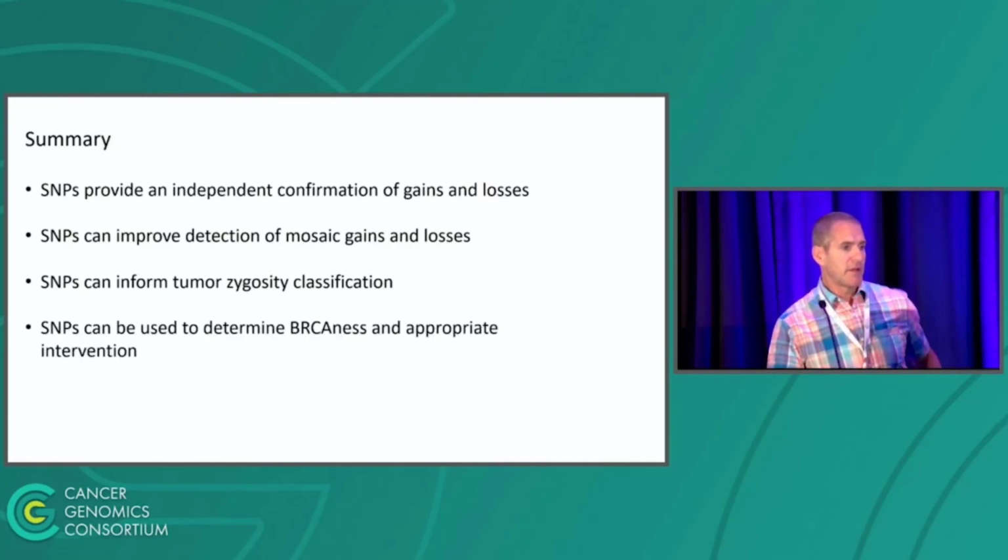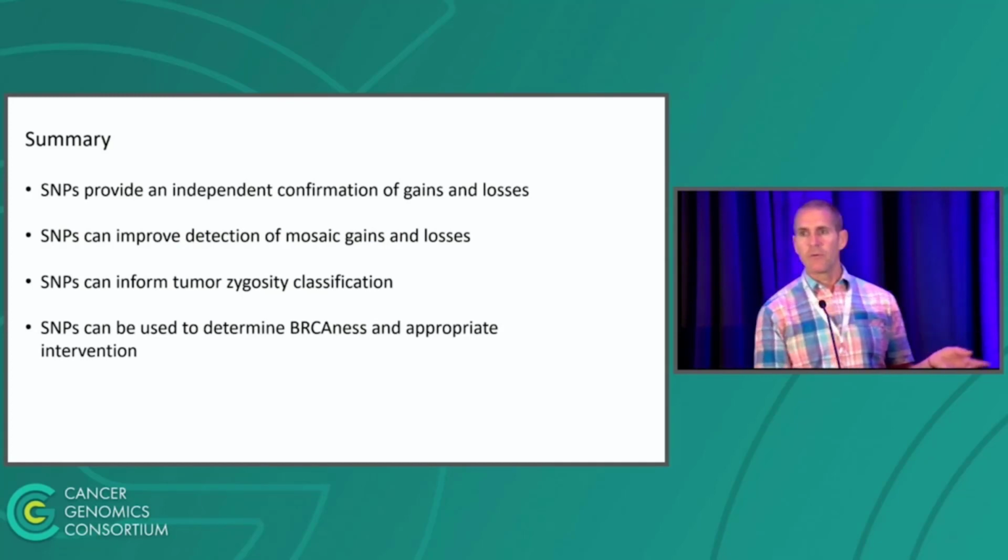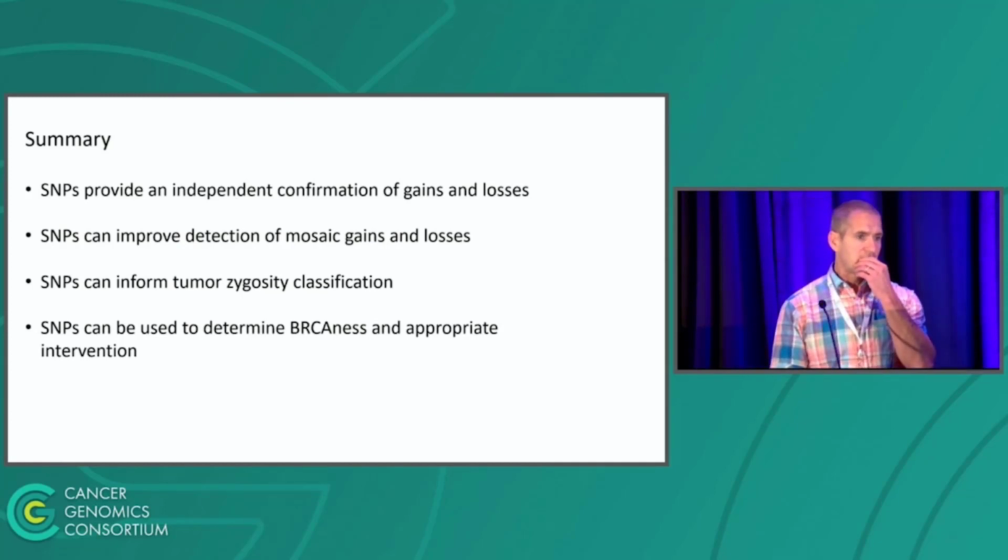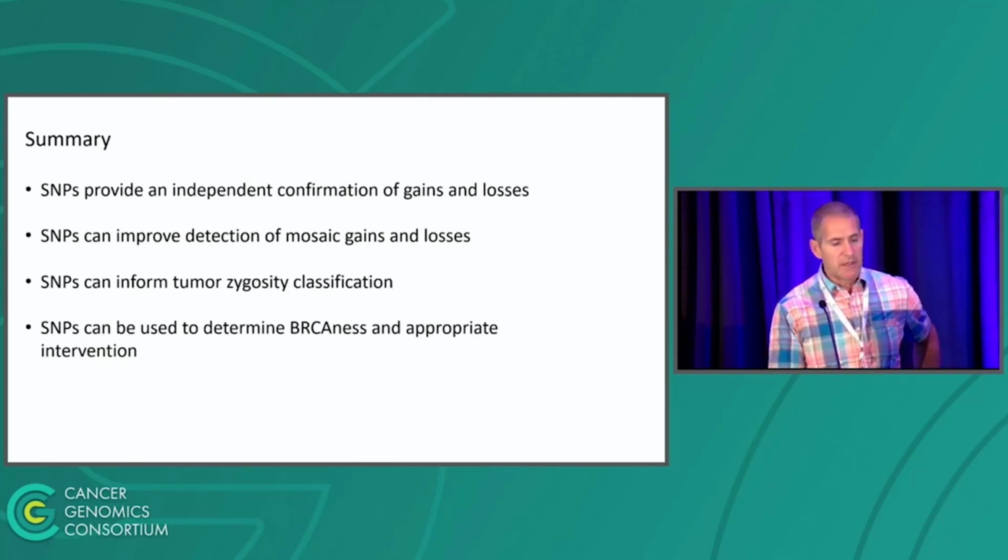The SNPs can be used to determine this brachiness, and this is the HRD scores that we talked about a little bit, and so we're using this currently for applications including ovarian cancer, breast cancer, and others, and we're starting to use it on sarcomas as well.